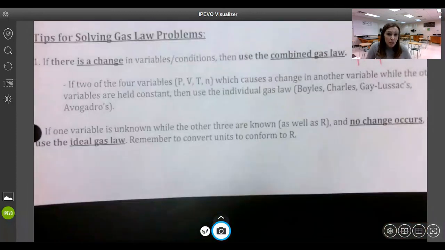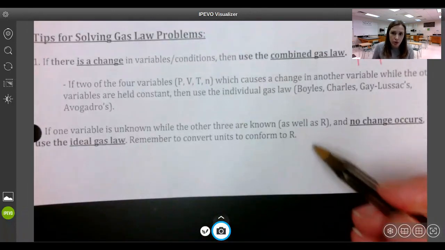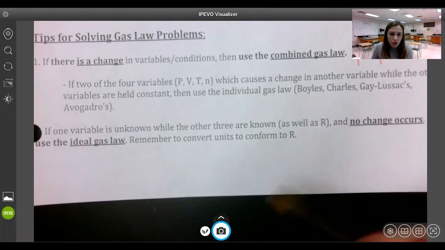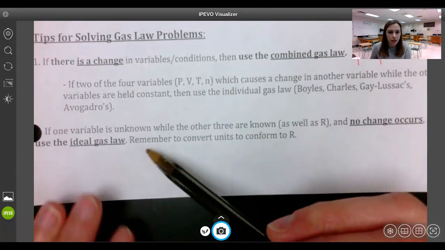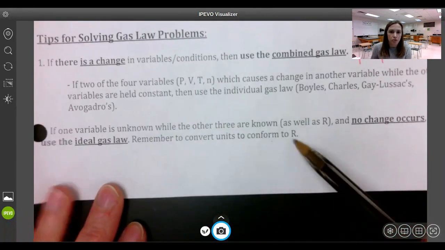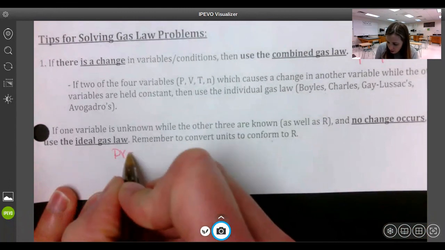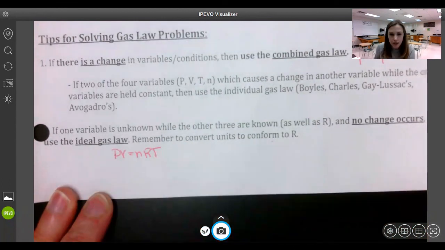If just one variable is unknown and the 3 are known as well as R and there's no change, we just analyze it using the ideal gas law and make sure all the units conform to R. And the ideal gas law is the PV equals nRT.